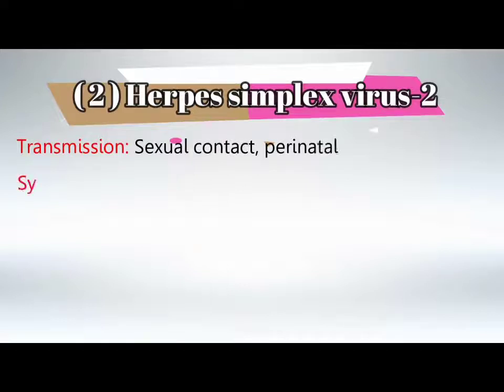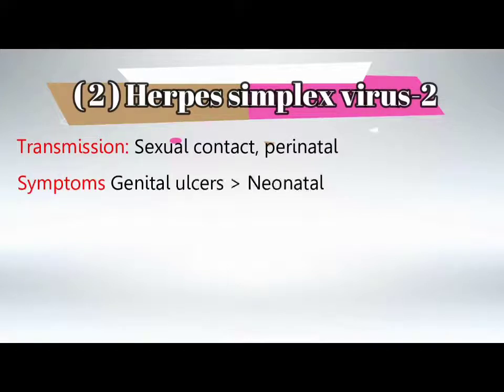The second herpes virus is called Herpes Simplex 2 and transmits via sexual contact and perinatal. It causes genital ulcers and neonatal meningitis. And the virus resides in the sacral ganglion. So remember that the second herpes simplex resides in the sacral ganglion. So second starts with S and sacral starts with S as well.